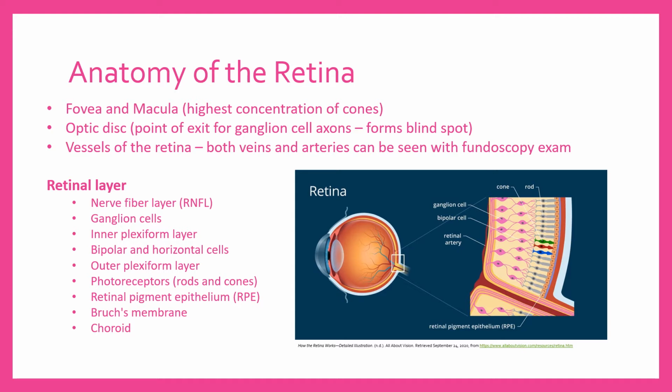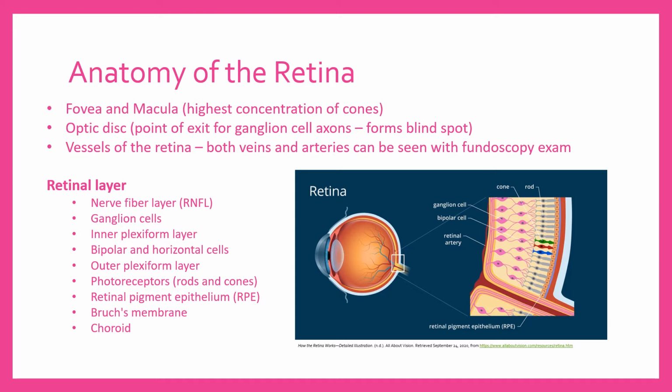And surrounding the fovea is the macula. The macula has the highest concentration of the cones, and this entire structure lies more temporally to the optic disc. Speaking of the optic disc, this is where the ganglion cell axons gather together and exit the eye as an optic nerve. And this connects to the brain as the second cranial nerve.